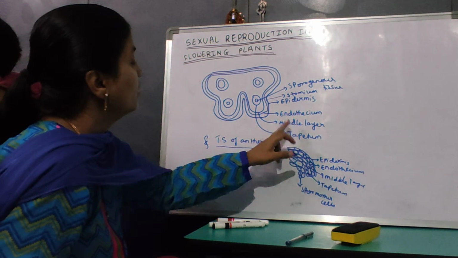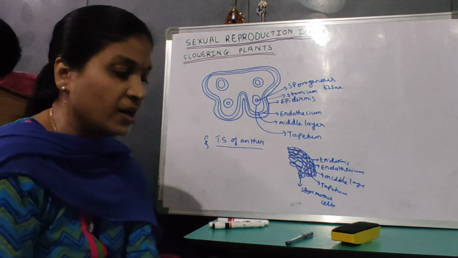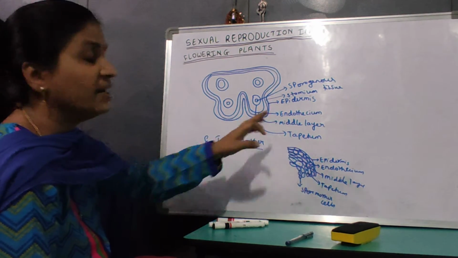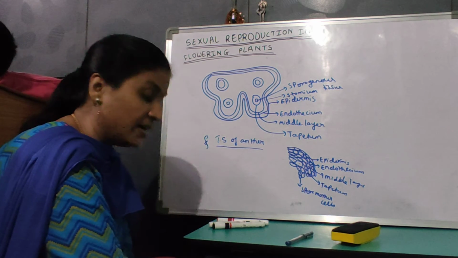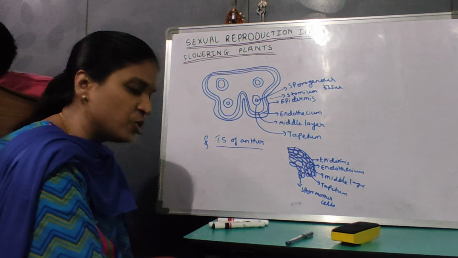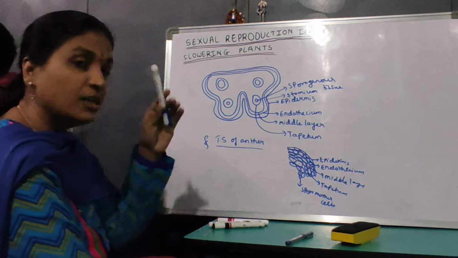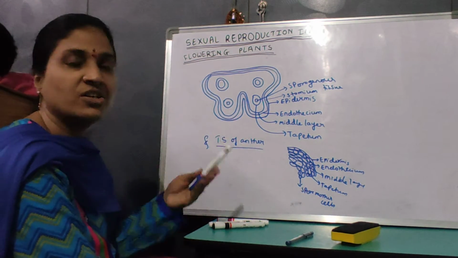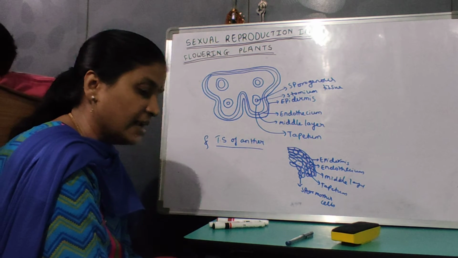Coming to the tapetum. This tapetum is a nutritive tissue. The three layers, the epidermis, endothecium and middle layer, are useful for protection and for the release of pollen grains. But the tapetum is a nutritive tissue. It nourishes the developing pollen grains. It is the innermost layer and it is nearer to the sporogenous tissue, so it is going to nourish the developing pollen grains inside the microsporangium.